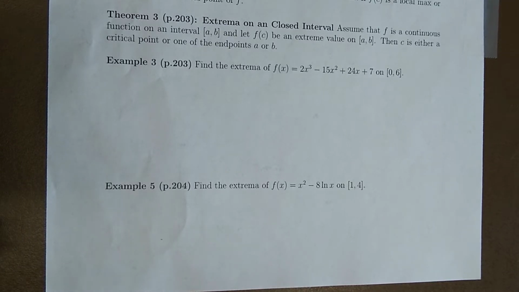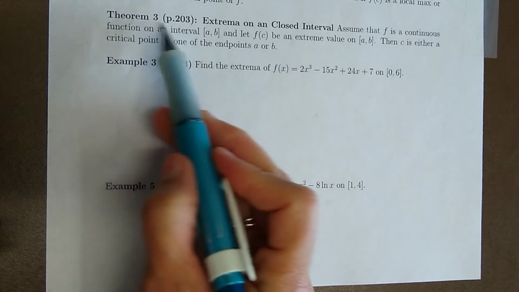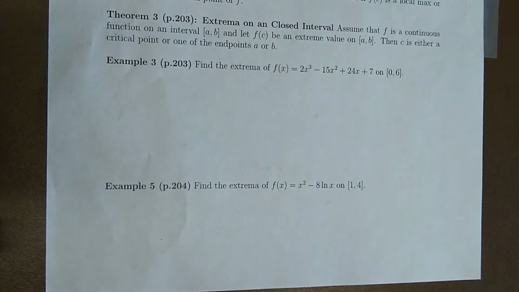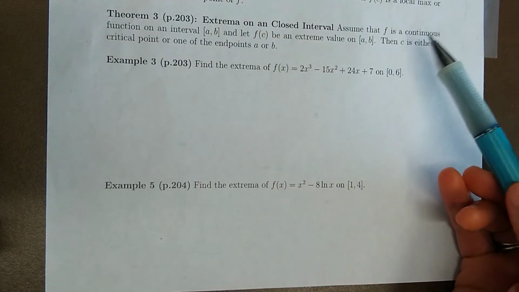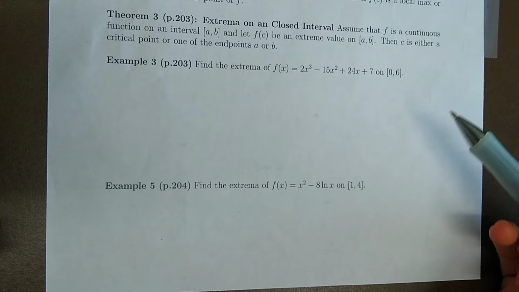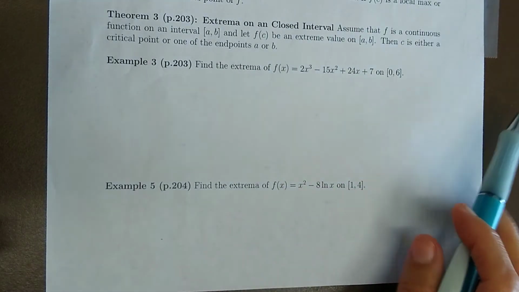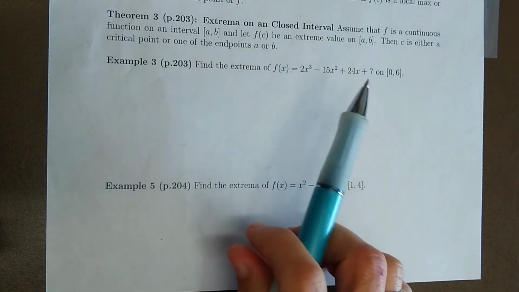Okay, continuing in section 4.2, now let's put all the terms and the theorems together that we've just discussed. They culminate in theorem 3, which is on page 203 in your text, extrema on a closed interval. We're also relying on one theorem, theorem 1 in this section, which I did not include on this sheet, but you have it in your text so you can look it up.